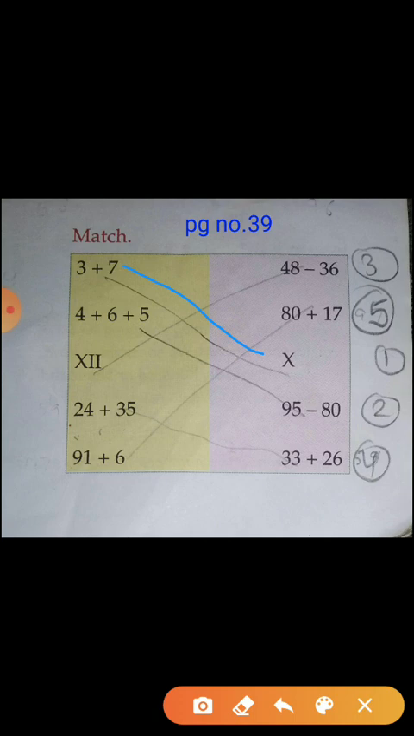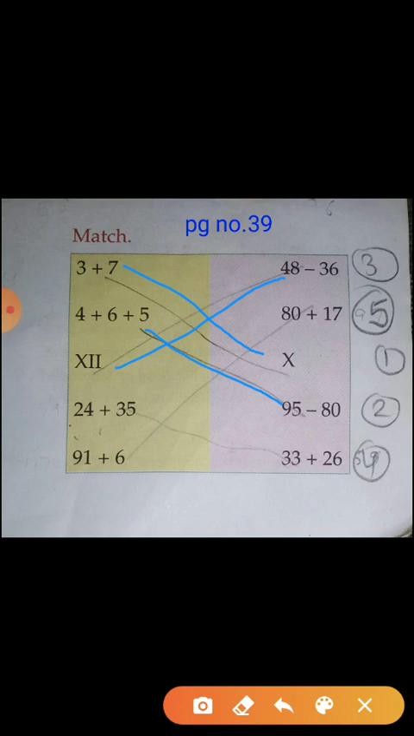Next one is 4 plus 6 plus 5. First you add these numbers. 4 plus 6, 10. 10 plus 5, 15. Here you have to search which number is equal to 15. Here you can see 95 minus 80. Here also the answer is 15. Both numbers are equal. Match these two numbers. Next, in Roman, 12 is written. Here you can see 48 minus 36 is equal to 12. Both are equal. Match the numbers.